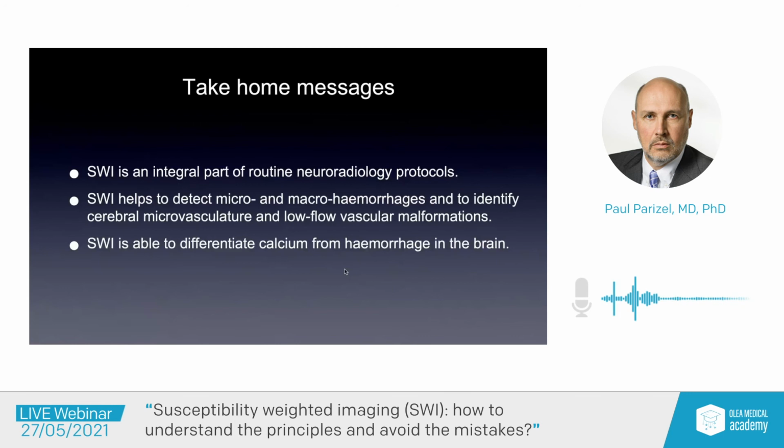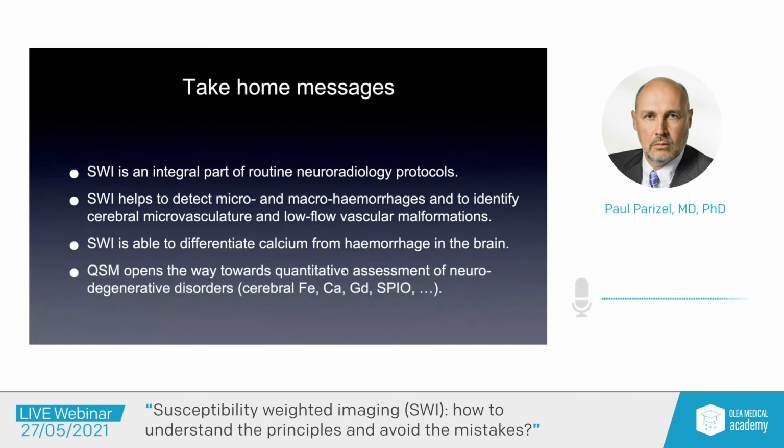And quantitative susceptibility mapping potentially could open the way towards quantitative assessment of neurodegenerative disorders by allowing us to identify specific chemical elements within the brain or other parts of the tissue.